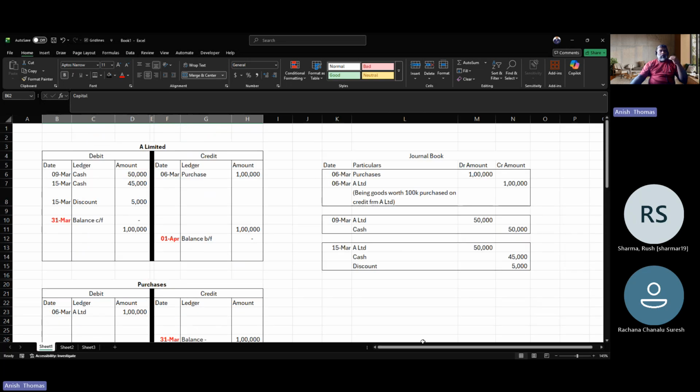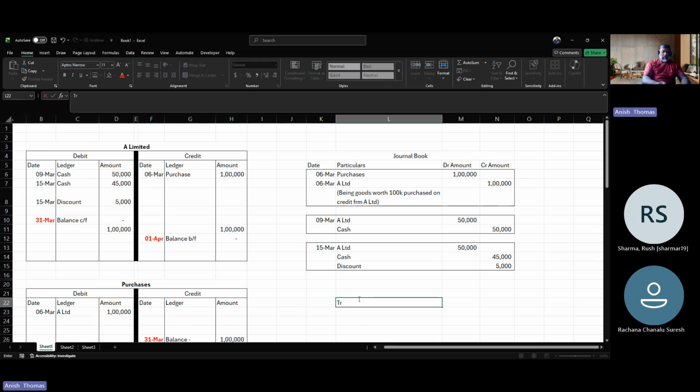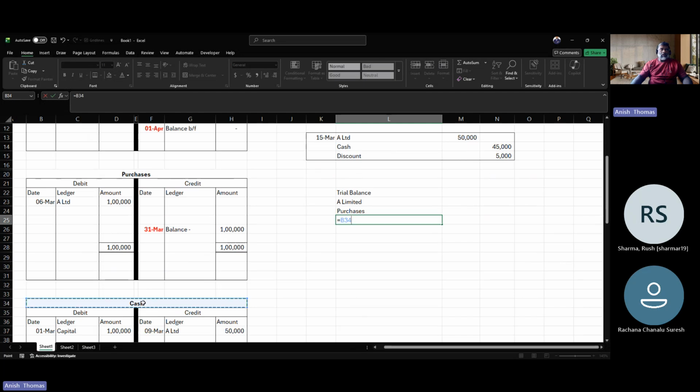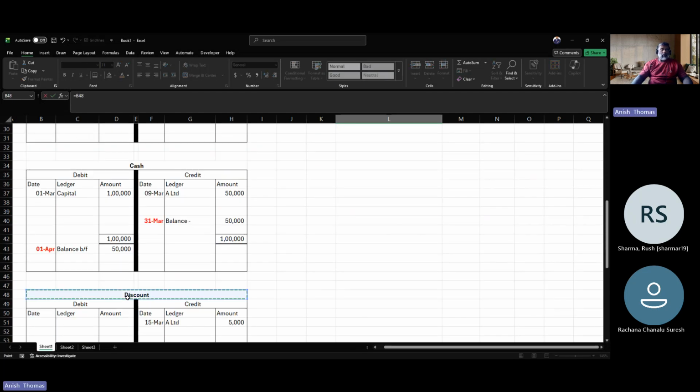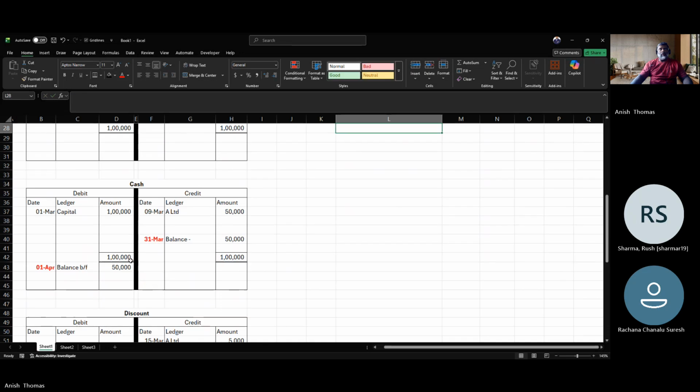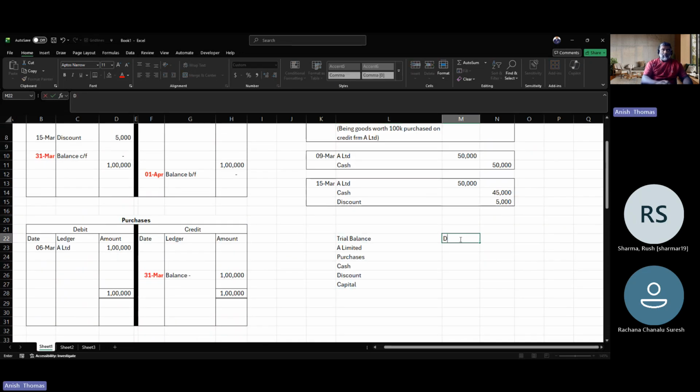Now I'm going to prepare something known as a trial balance. A trial balance is the first set of statement of accounts. It is not a book of account. It is a statement of accounts which summarizes the balance of all my ledger accounts. So how many accounts do I have here? First account I have here is A Limited. Second I have is purchases. Then I have cash. Then I have discount. And then I have capital or equity, whatever. So these accounts over here. Now some balances are debit and some balances are credit. So for A Limited, what is the balance?